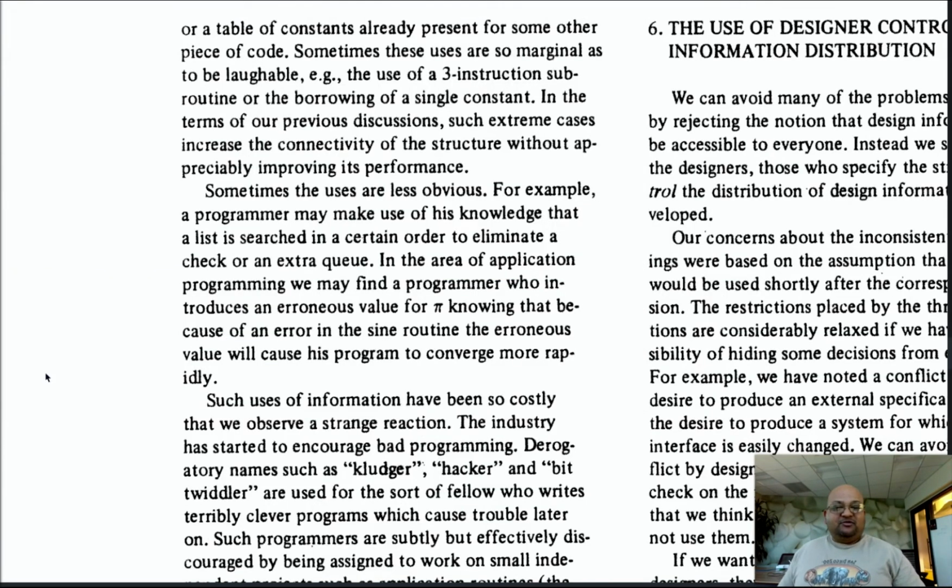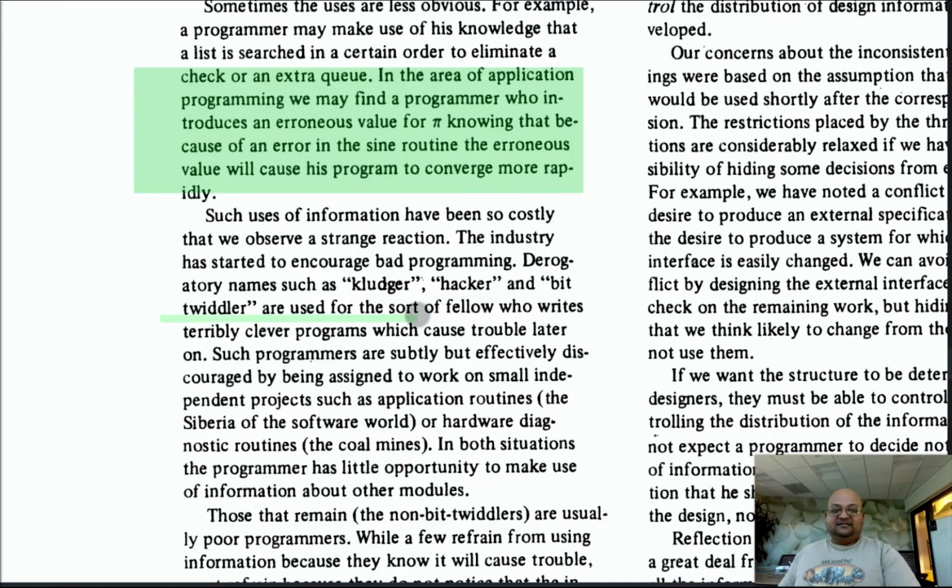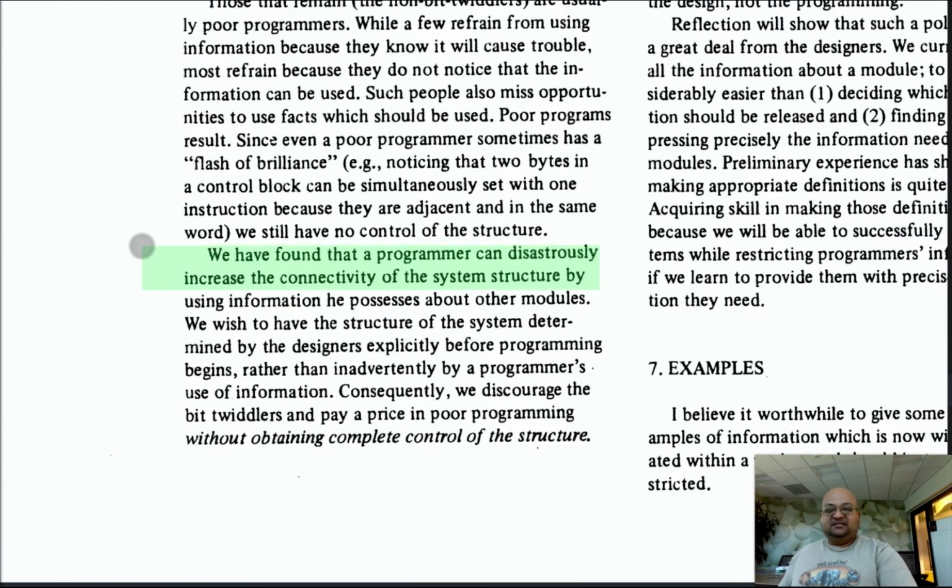What happens when a programmer uses all the information that they have? They end up depending on that information. And if that information has internal implementation details, then they will end up depending on internal implementation details. These are clever programs which cause trouble later. By using the information that the programmer has about other modules, they can drastically increase the connectivity of the system structure. And remember, we're defining connectivity as the assumptions that a module makes about other modules.